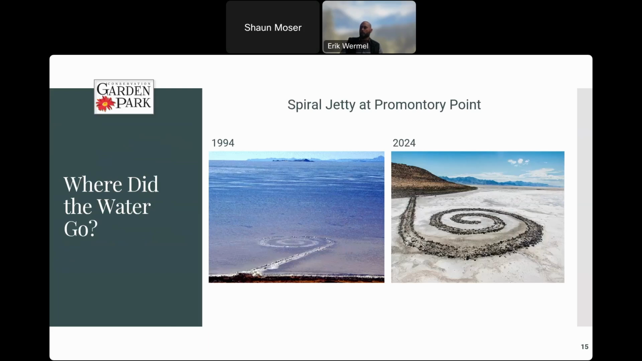So where did the water go? Let's take a look at a really nice visible example, something most of us are probably familiar with, the Spiral Jetty at the Great Salt Lake. On the left, you can see it in 1994, still partially or almost entirely submerged. And today on the right, completely exposed, surrounded by dry land.